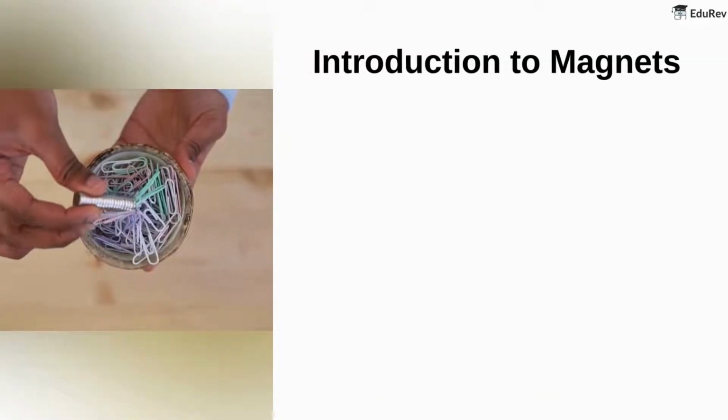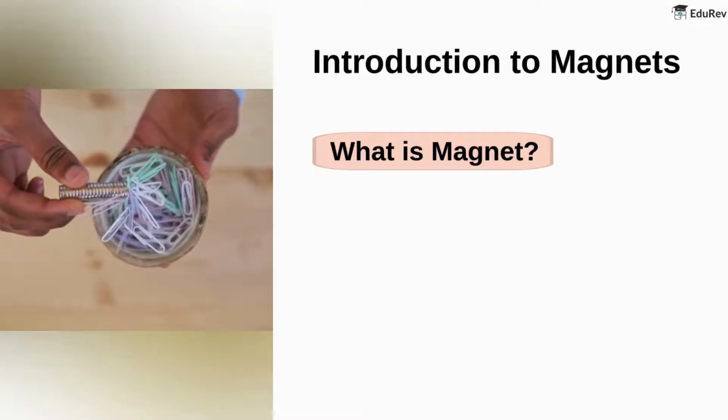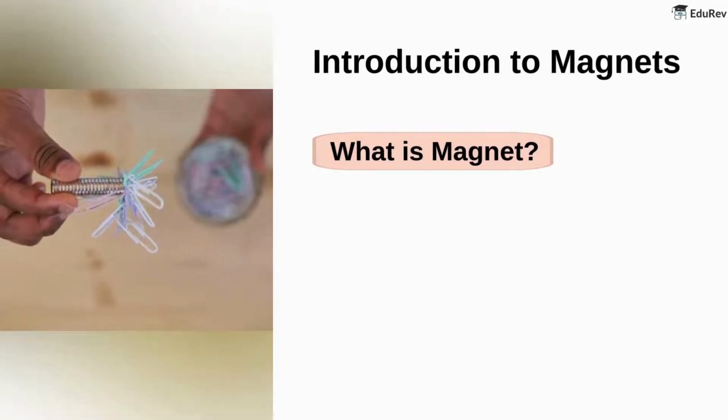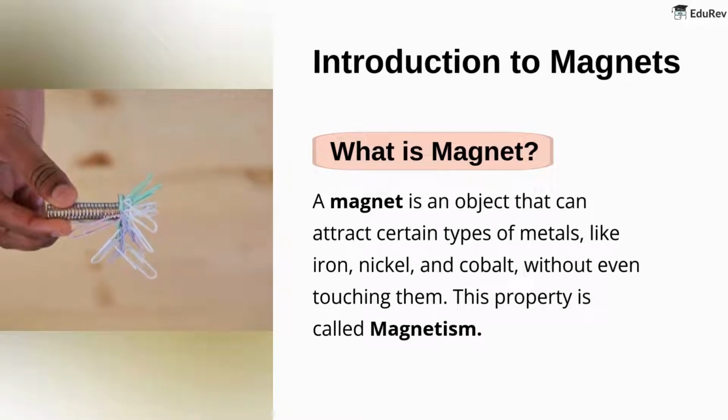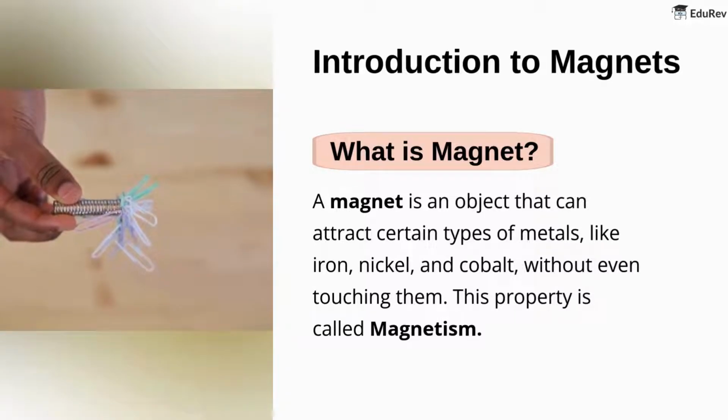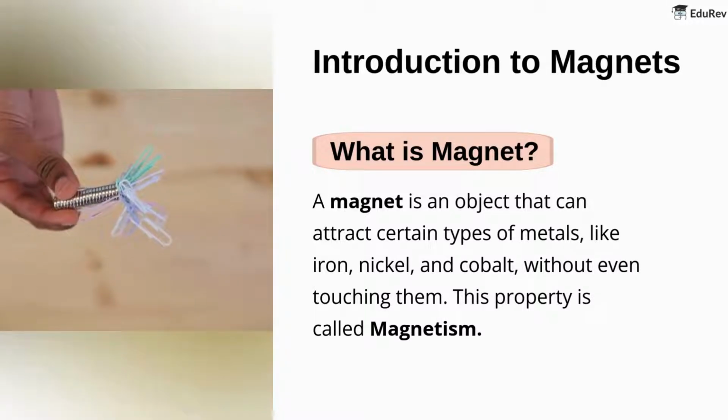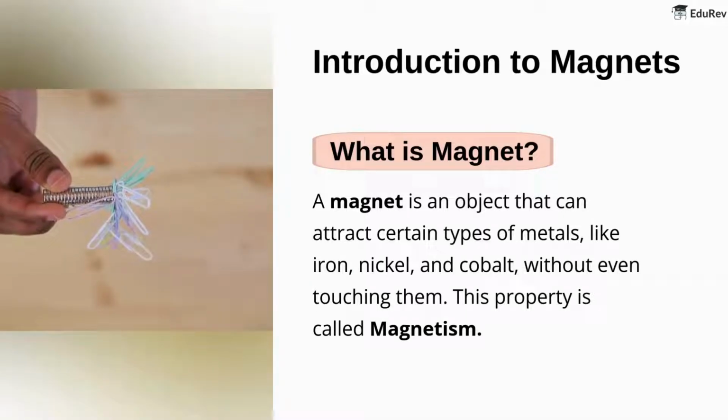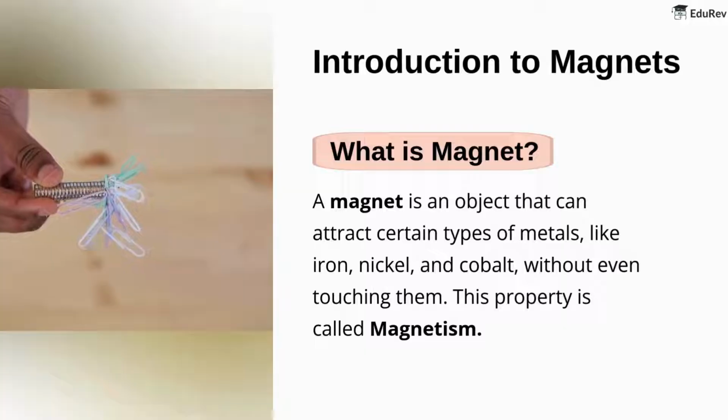Introduction to Magnets. Let's begin with the question, what exactly is a magnet? A magnet is an object that can attract certain types of metals like iron, nickel, and cobalt without even touching them. This special ability is called magnetism.